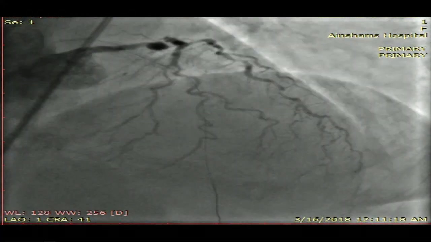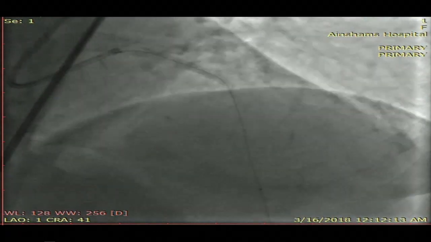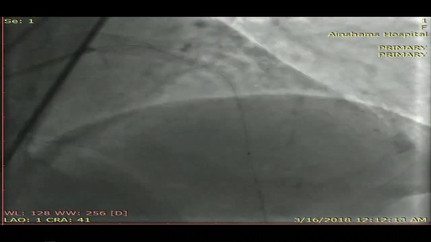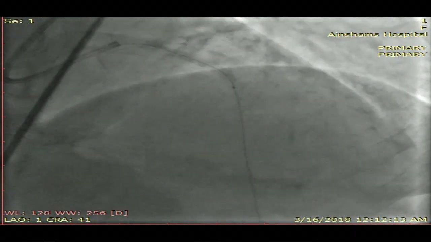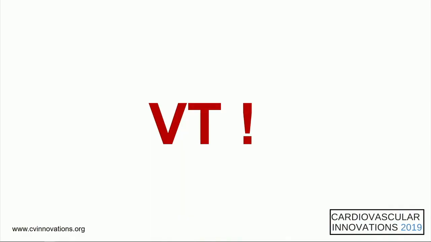We passed the wire in the LAD. Then we wanted to make sure that we are in the true lumen because the wire was a little bit difficult to pass. We tried the closed balloon, as you see it, to go distally in the LAD to make sure that we are in the true lumen. And then the patient developed VT on table.